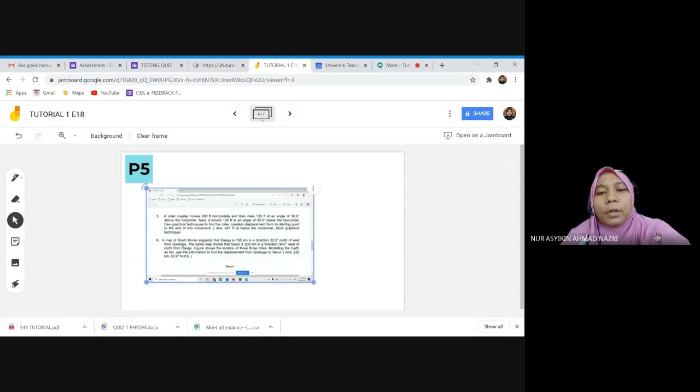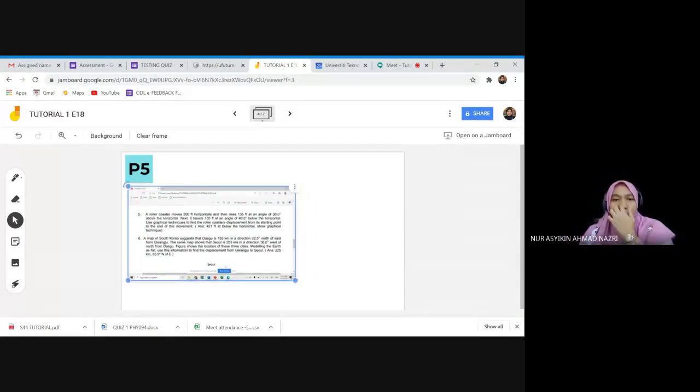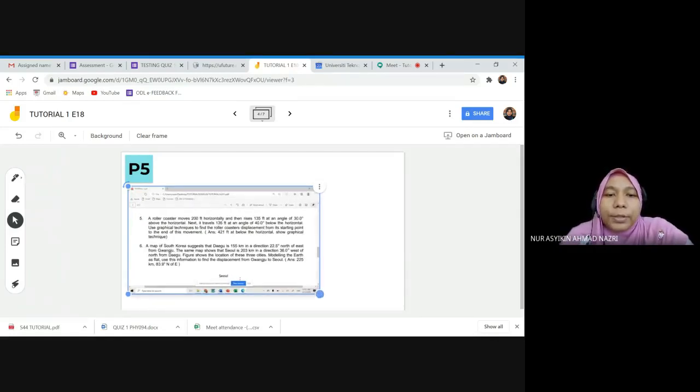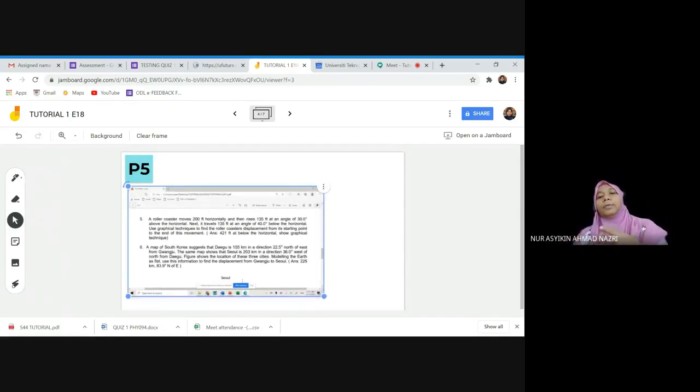Show graphical technique. Maksudnya bukan calculation ke soalan ni? Oh, okay, use graphical technique. Okay, so kalau graphical techniques, maksudnya you don't need to show any calculation lah. So graphical technique simple je lah. So you draw, cuma, okay, how we going to start? So we start with find the magnitude and direction.